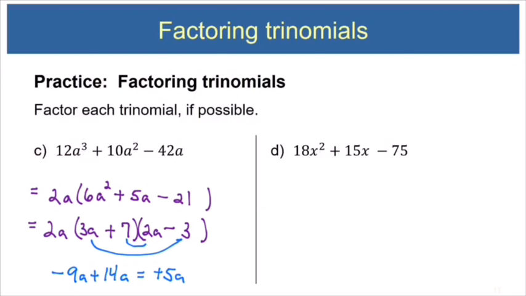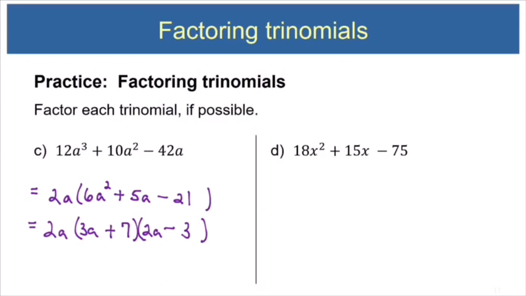I do want you to notice that 3 and 7 do not add up to 5 at all. But that's not what's important. What matters is that outer times outer and inner times inner will add up to positive 5a. And now I'm going to erase the scratch work that we did and leave this as our final answer.